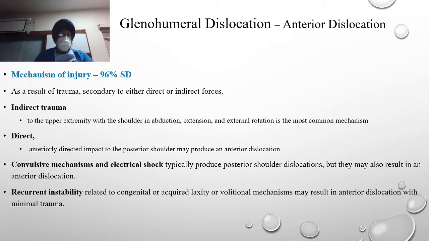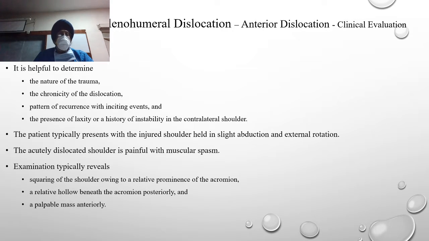In the anterior dislocation clinical evaluation, it is helpful to determine the nature of the trauma, chronicity of the dislocation, pattern of the recurrence with the inciting events, and the presence of laxity or a history of instability in the contralateral shoulder.